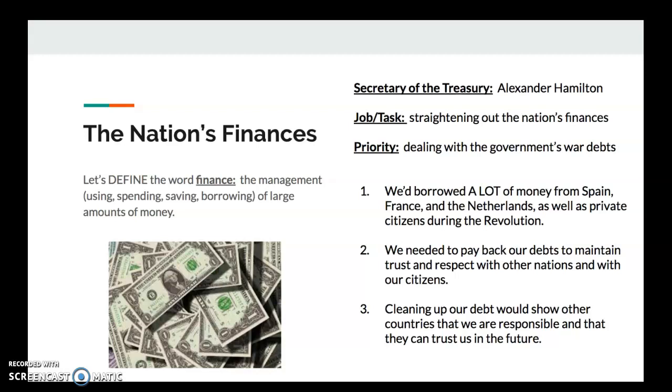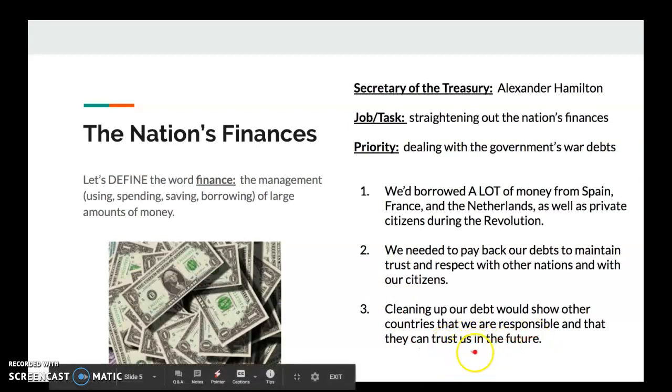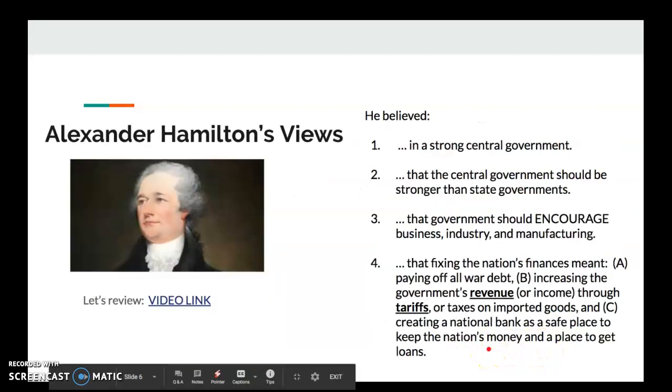Now, if the United States wanted to be taken seriously in the eyes of other countries in the world, more powerful countries, they're going to need to show that they can handle their money and they can be trusted with loans. So it was very, very important for the United States to pay back Spain, France, and the Netherlands. Also, if we cleaned up our debt, it would show other countries that we're responsible and they can trust us in the future, that they can lend us money and they can trade with us and we'll be dependable and reliable.